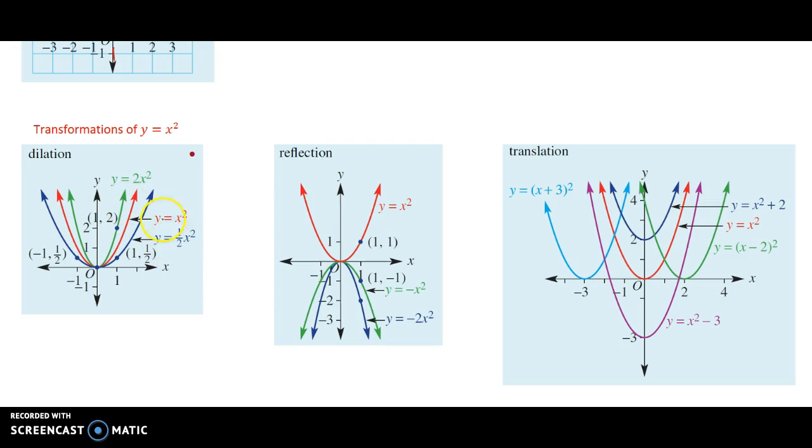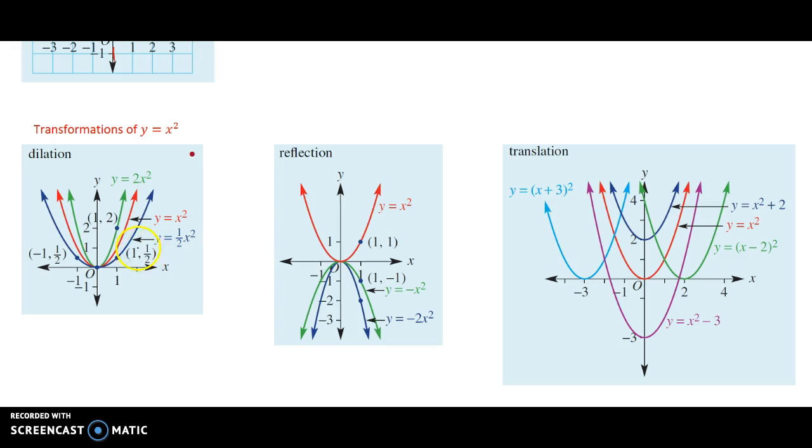Conversely, this blue parabola here, we've got y equals a half x squared, and you'll notice that this blue parabola, in comparison to the red y equals x squared, is a little bit wider. So the impact of that half in front of the x squared, the coefficient of the x squared, is that it's made the parabola a little bit wider.